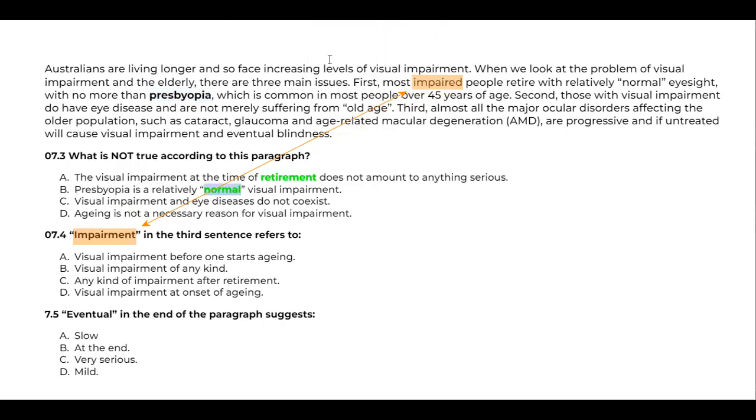We are not looking for the correct one. We are looking for the incorrect statement here. Visual impairment and eye diseases do not coexist, exist simultaneously. Let's look at that one. Where is that? Eyesight with no, okay, which is common in most people over 45 years of age. Second, those with visual impairment do have eye disease and are not merely suffering from old age. So statement C says visual impairment and eye disease do not coexist. Definitely, this is opposite to what we are looking for.